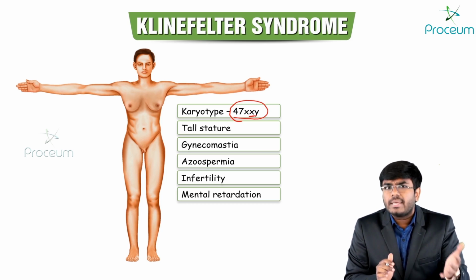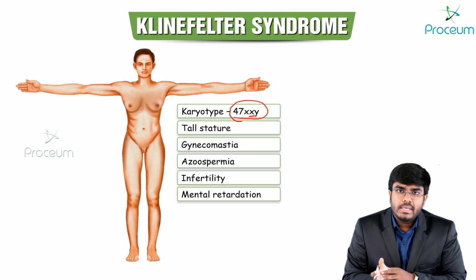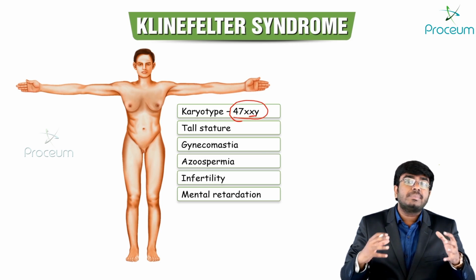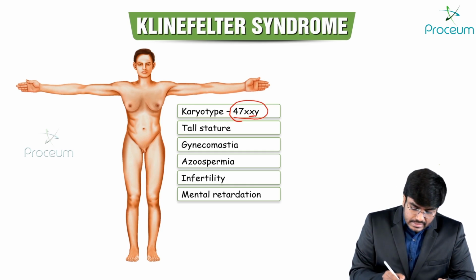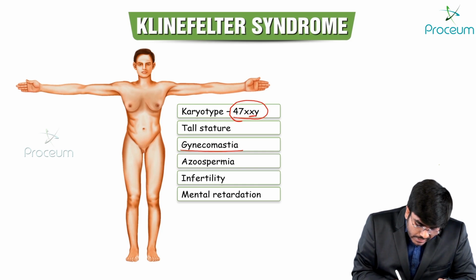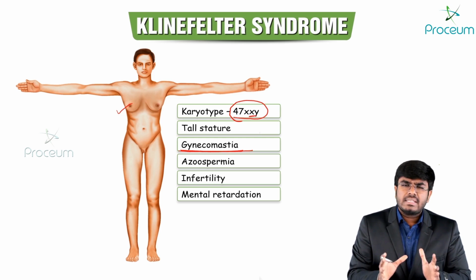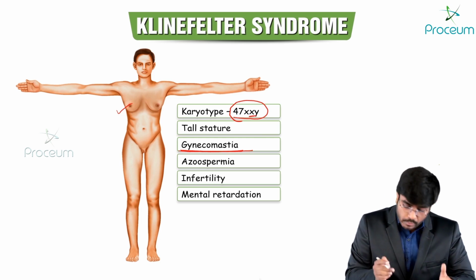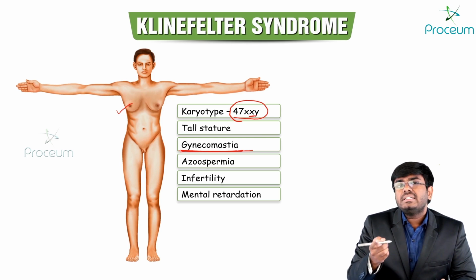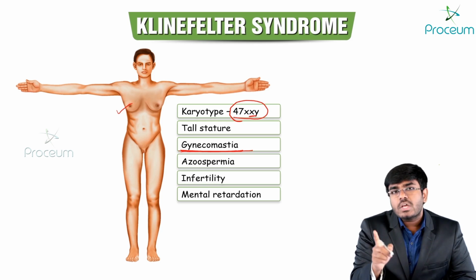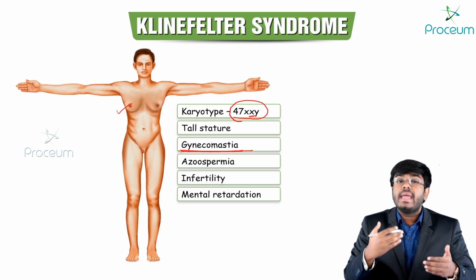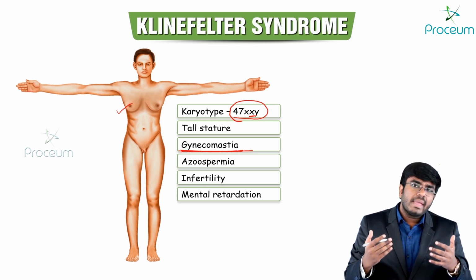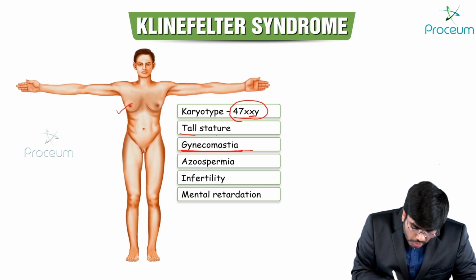Usually X is something for the female, Y is something for the male. Now, having this extra X makes this male more female-like. Because of the presence of the extra X, there is gynecomastia, breast development in the male. Not all the males will have this. Some males with Klinefelter syndrome will present with gynecomastia. Now, what about Turner syndrome? Because of the loss of an X chromosome, the females are short. Now, in this condition, there is an extra X. So Klinefelter males are tall. They will have tall stature.